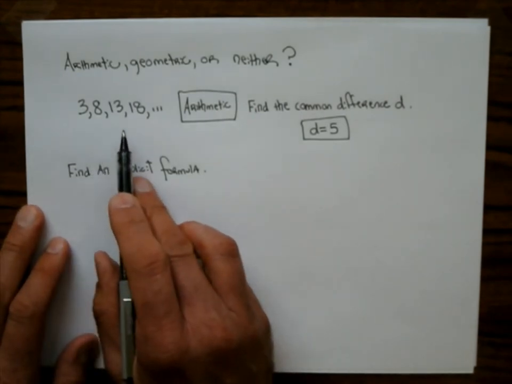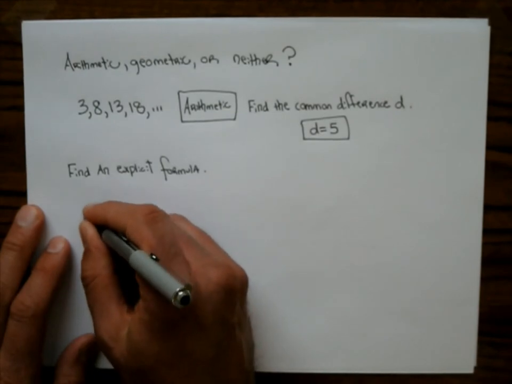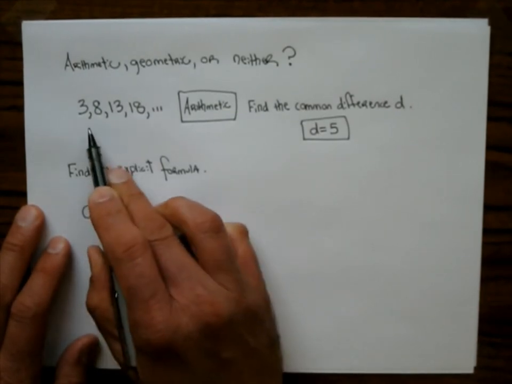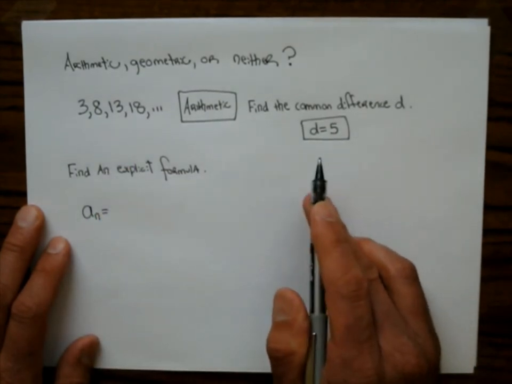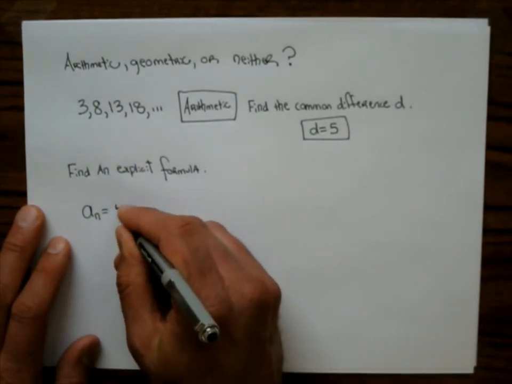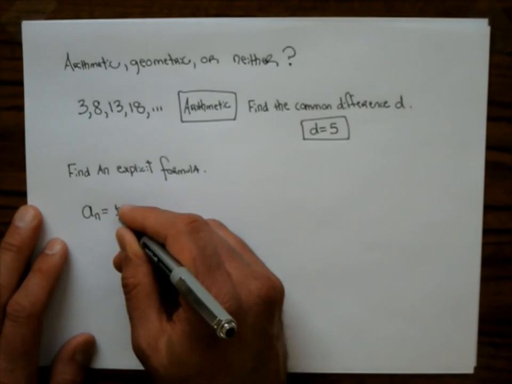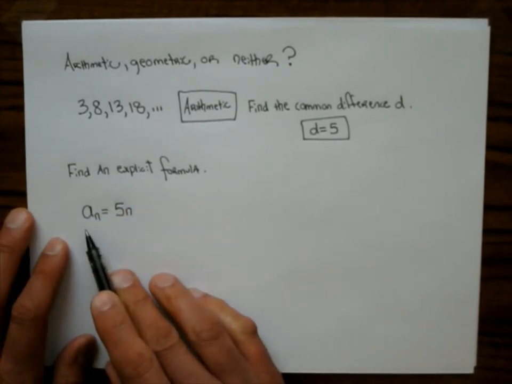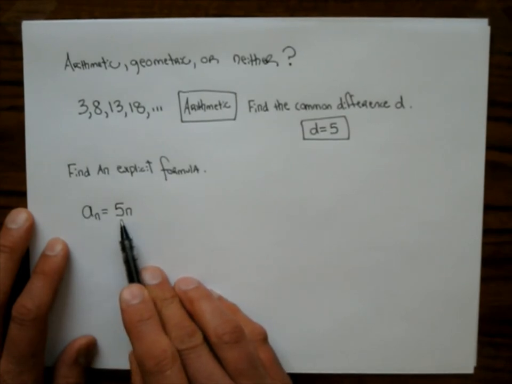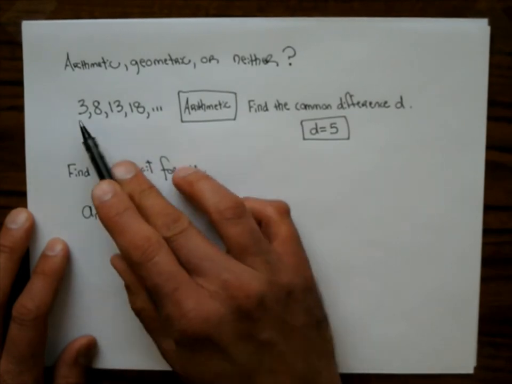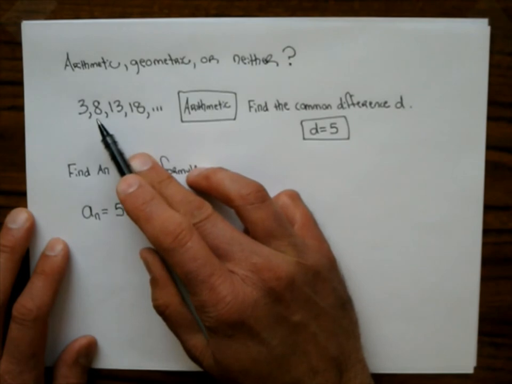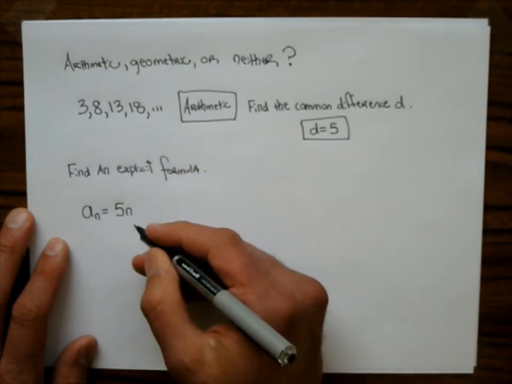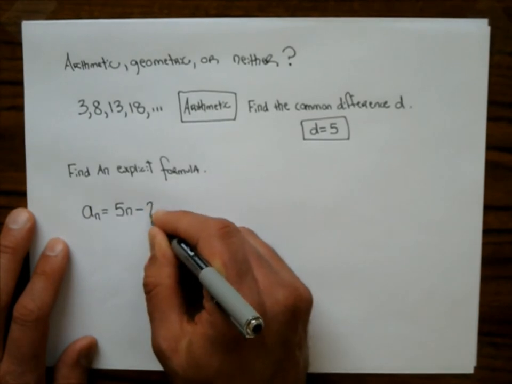The fast way is when I see it's arithmetic, I'm going to go like this. I'm going to say a sub n is... I notice the gaps, or the common difference, is 5. So I'm going to start off with 5n. Now, when I put 1 in here, I get 5. And I put 2 in there, I get 10. It seems like I'm overshooting these guys by 2 each time. So to compensate, I'm going to subtract 2.